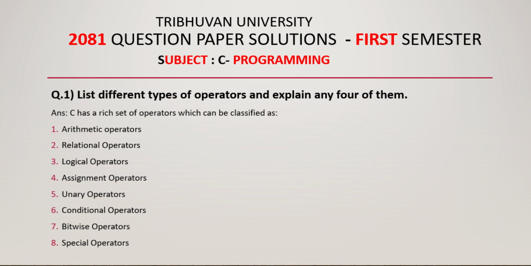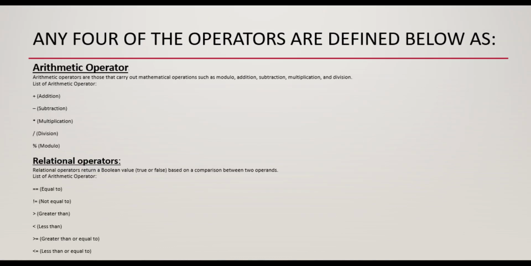Types of operators. C language has a rich set of operators that can be classified as: 1. Arithmetic operators, 2. Relational operators, 3. Logical operators, 4. Assignment operators, 5. Unary operators, 6. Conditional operators, 7. Bitwise operators, 8. Special operators. Now, let's explain any four of them one by one.